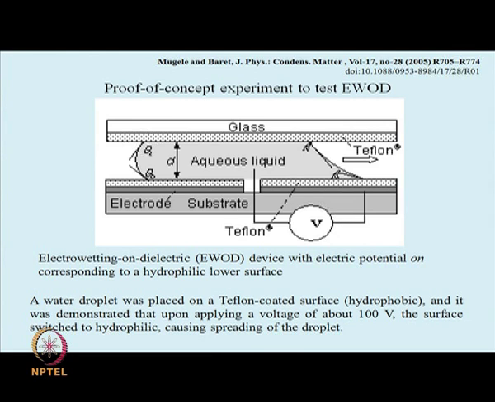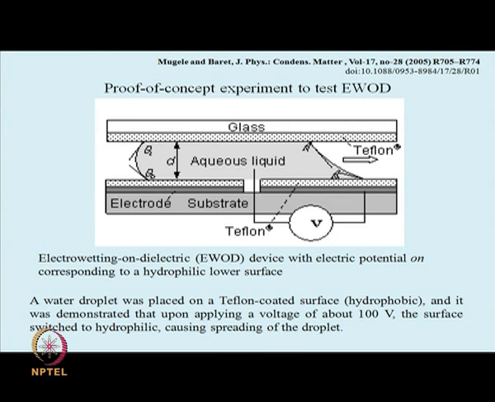Now, this is a proof of concept experiment to test how EWOD works. Here you see that we have an electrode, and then this is the dielectric, and we have a thin hydrophobic coating on the surface such that the droplet, or the plug as in this case, can move easily with less amount of contact angle hysteresis.